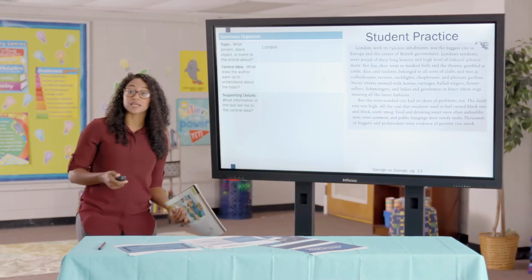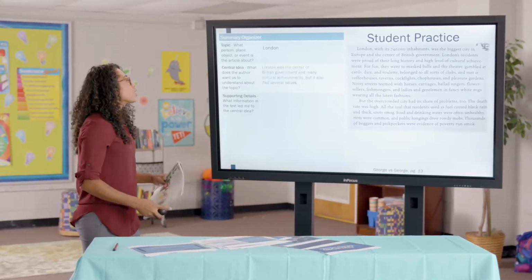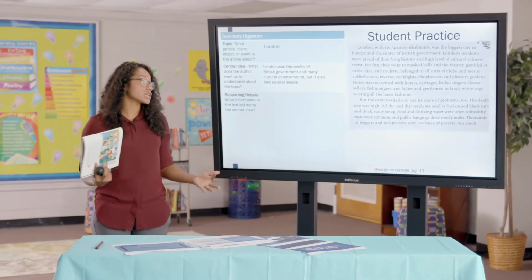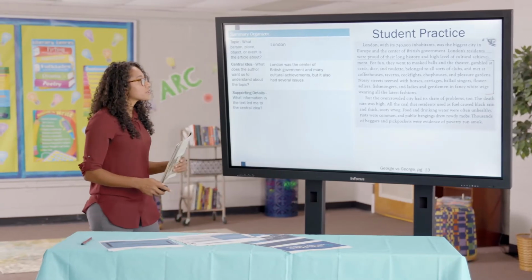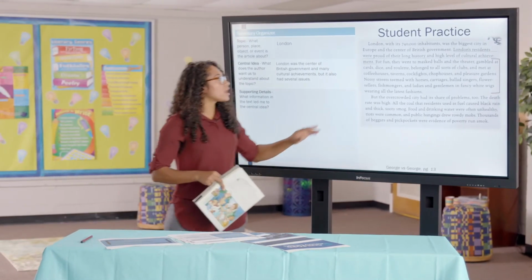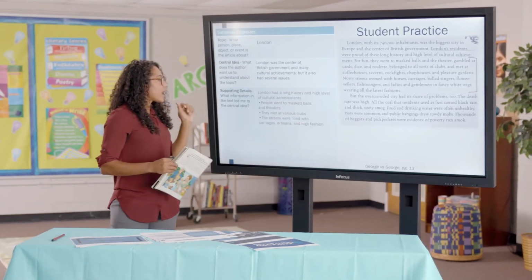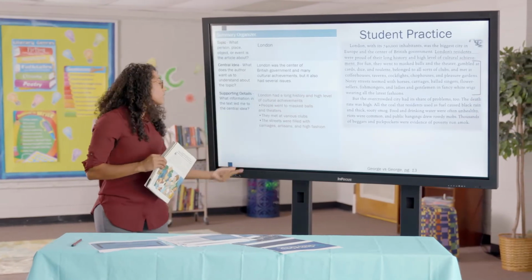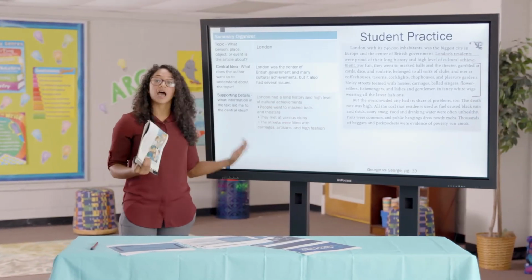All right, let's check your answers. You should have said that this whole section was about London, which is the center of British government and many cultural achievements, but it also had several issues. In this first section of the text, the author talks about all the things that they do. They have people who went to masked balls and theaters, they met at various clubs, the streets were filled with carriages, artisans, and high fashion.